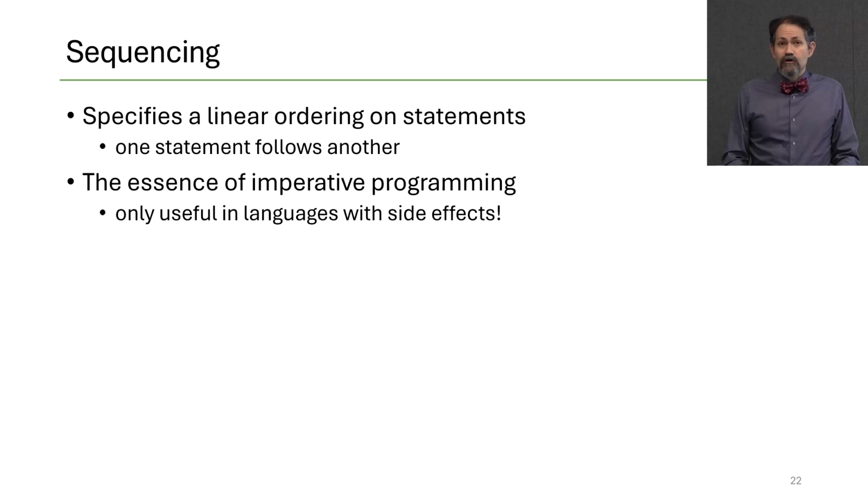Let's talk about some of the core constructs. The very simplest one is sequencing, basically something that imposes a linear ordering on statements. It's just the semicolon in most languages. One statement follows another. This is the essence of imperative programming, and in fact, it's really only useful in languages with side effects. Why would we sequence one statement before another if the first statement doesn't actually do anything?